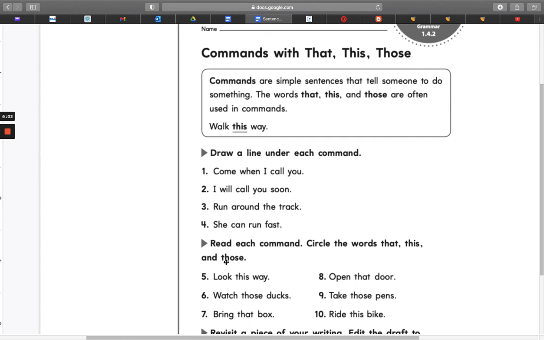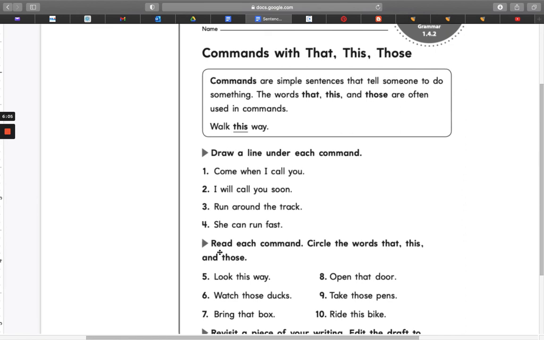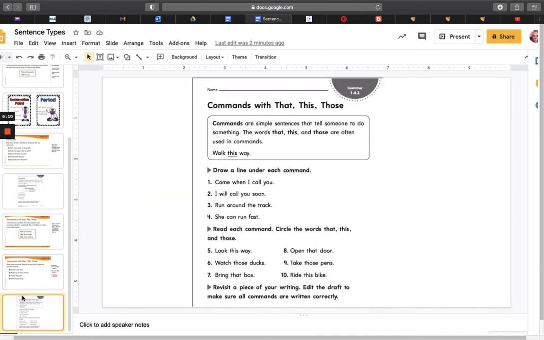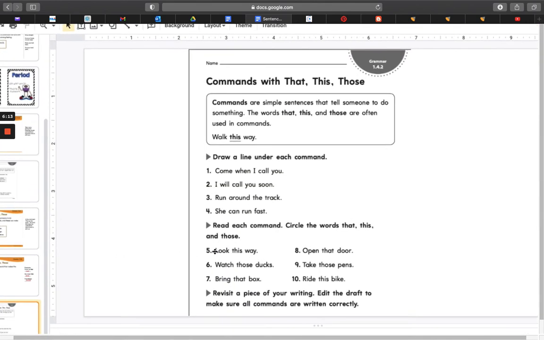All right, and then let's look at our next section here. And I just wanted to zoom in. So it tells us to read each command and circle the words that, this, and those. And remember to practice reading these 3 words, that, this, those. Number 5, look this way. I found the word this. I would circle it. And I want you, in number 6, 7, 8, 9, and 10, to find, does it have the word that, this, or those?